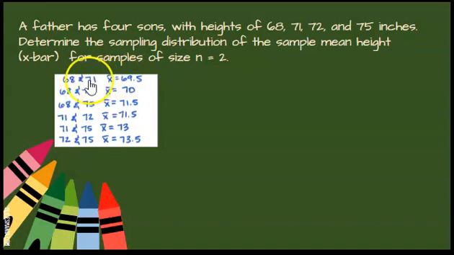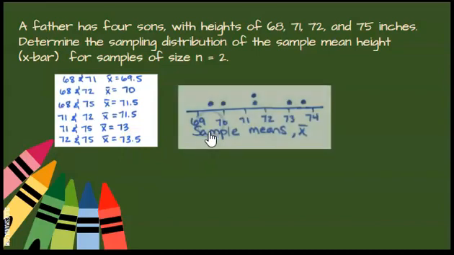And then I'm going to take those heights and average them. These are my samples of size 2, and I average them. That average is called an X bar. It's a statistic. That statistic in this case was 69.5. The average of these two, 70. The average of these two, 71.5, on and on and on.